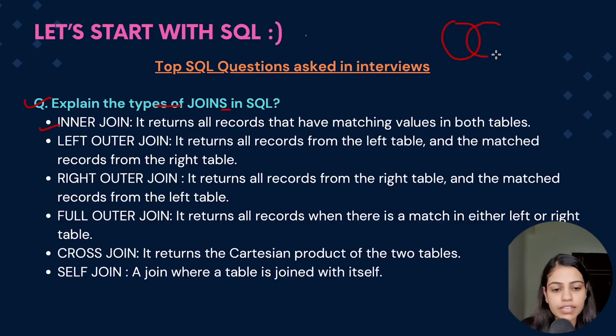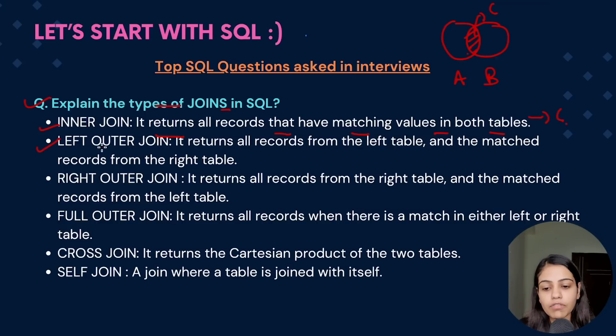So what inner join says is that if there are two sets A and B, or you can say two tables A and B, it returns all the records that have matching values in both the tables. So the matching values lie here, consider I am naming it as C. So inner join returns me all the matching values which are present in A as well as B. So it will return me C.